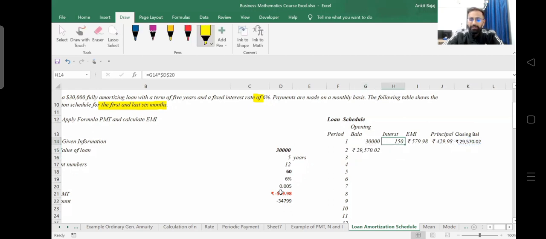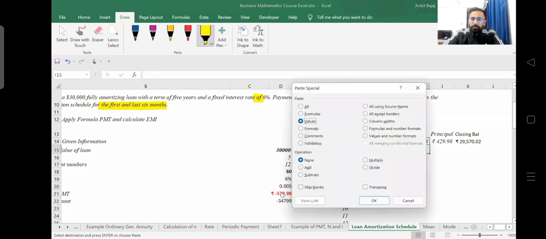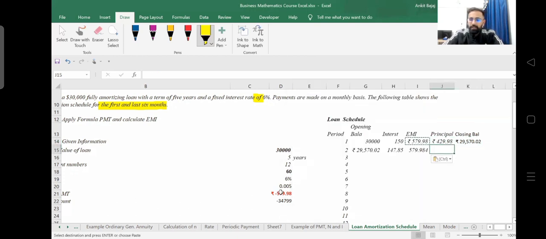Again, we have to calculate the interest amount. So simply I can copy paste this here. Automatically the formula will calculate the interest amount. Then EMI is going to be the same for every month, so I will paste the value here. Now how can I calculate the principal amount? That is EMI minus interest, right? And how will I calculate the closing balance? Closing balance is opening balance minus principal repayment amount, right? So this is how we will be calculating these values every month.